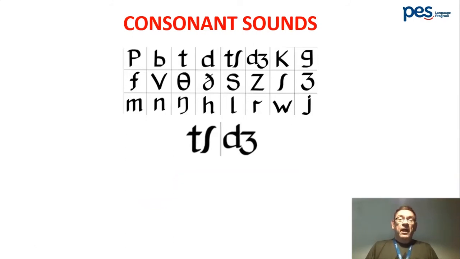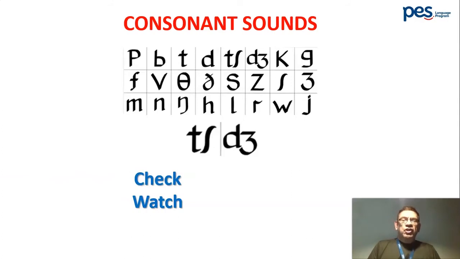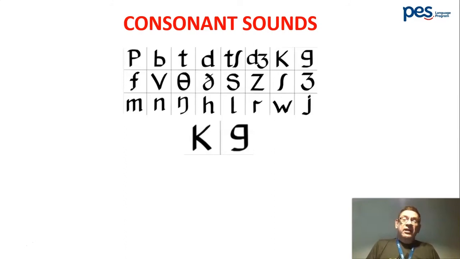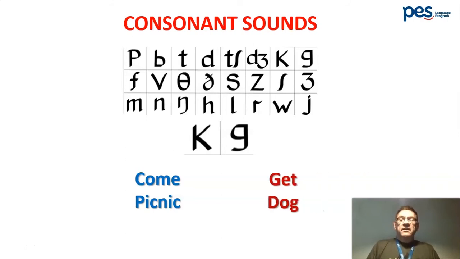These two, we have t and j. Check. Watch. So this ch is that t and that symbol ch. And j, with the voiced, jog, and edge. Here we have k, g. Come, it's the sound k at the beginning. Come, pick, nick, picnic. And g, get, dog.